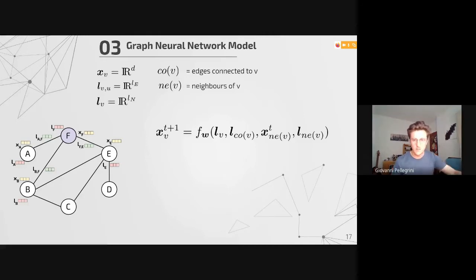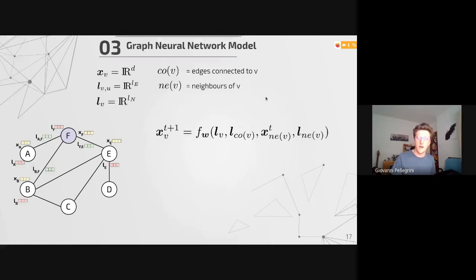Okay, so as we have said, we have all the ingredients now to define our diffusion mechanism to compute the new representation for a node. So basically, we have the new representation that we want to calculate, and in order to obtain it, we use all the information that I've explained earlier: the label of the node itself, the labels of the edges attached to the node, the states of the neighbors at the previous time t, and the labels attached to the neighbor nodes, okay?